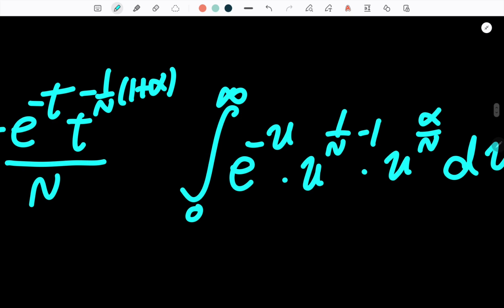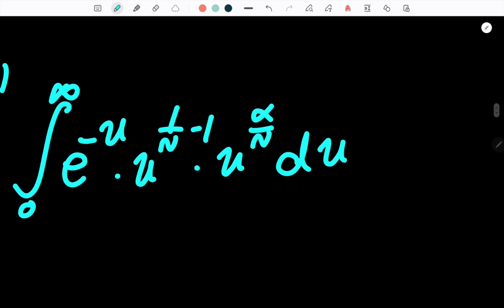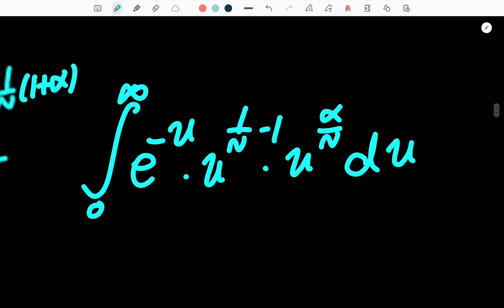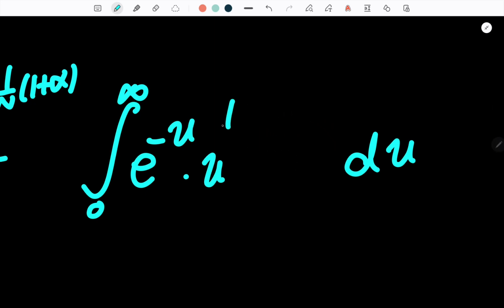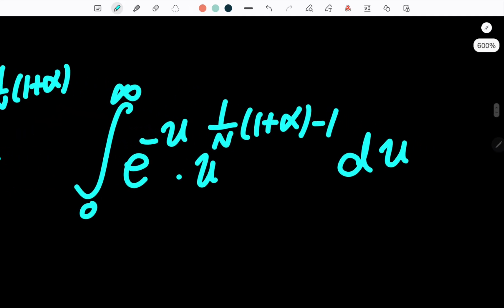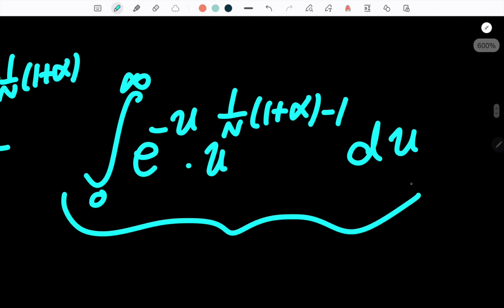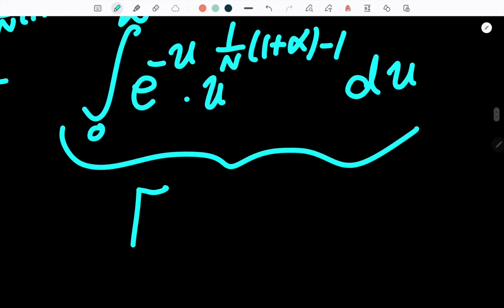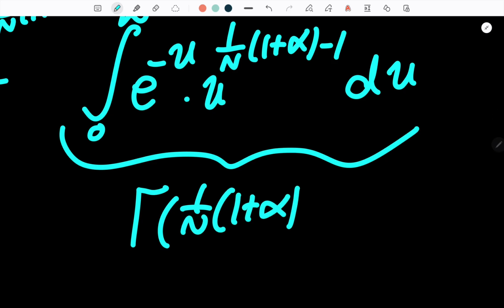Yep, that's correct. And then this one will be a 1 over n times 1 plus alpha, and then minus 1. There we go. Okay. Now, what does this integral right here evaluate to? Well, it evaluates to gamma of 1 over n times 1 plus alpha.